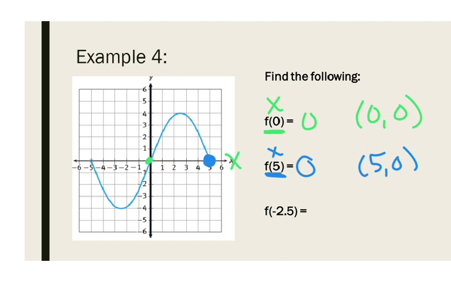Then we have one more, f of negative 2.5. So since it's negative, we're going to the left. So left 2.5, which puts us kind of right here between negative 2 and negative 3. But this time we would have to go down to touch the blue curve. So go straight down from there, which is right here. And that y value appears to be negative 4. So this ordered pair is negative 2.5 and negative 4.